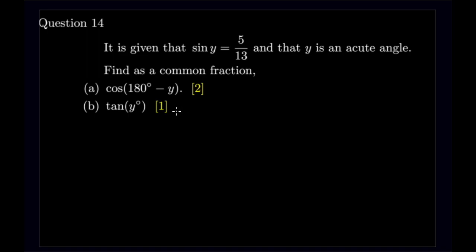So question 14 says, it's given that sine y equals 5/13 and that y is an acute angle. Find as a common fraction this. So normally, let's say you have a triangle, to just illustrate. If you have a triangle, you have the angle theta, then the external angle here must be 180 minus theta, on a straight line, angles on a straight line.